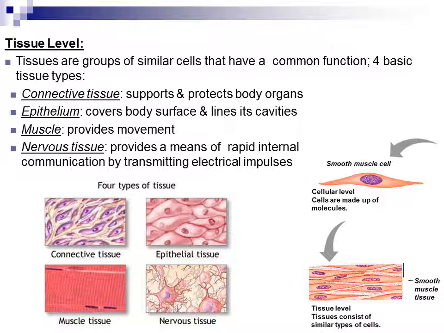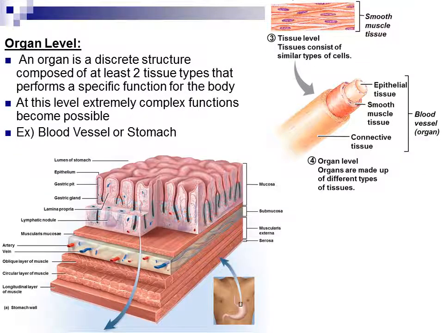When a structure is composed of at least 2 tissue types, we have the organ level. The heart, the brain, the lungs, the liver, the kidneys. There are so many examples. Since these structures are composed of at least 2 different types of tissues, and usually all 4 different tissue types, they are capable of extremely complex functions.